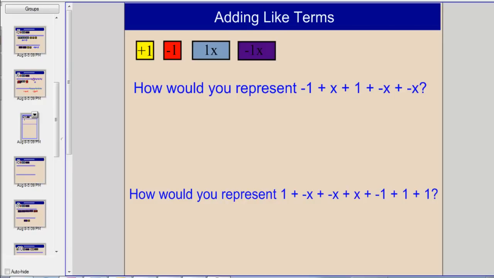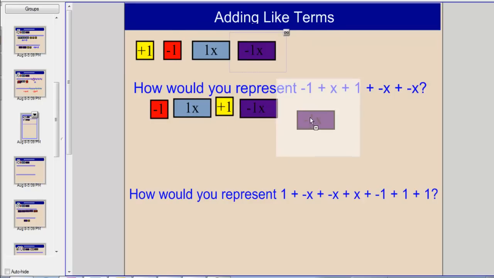In this video, I'm just going to do some more examples of combining or adding like terms. So in this first example, we have a -1, we have an x, we have a +1, we have a -x, and we have another -x. So we're going to first of all put anything together that can cancel.